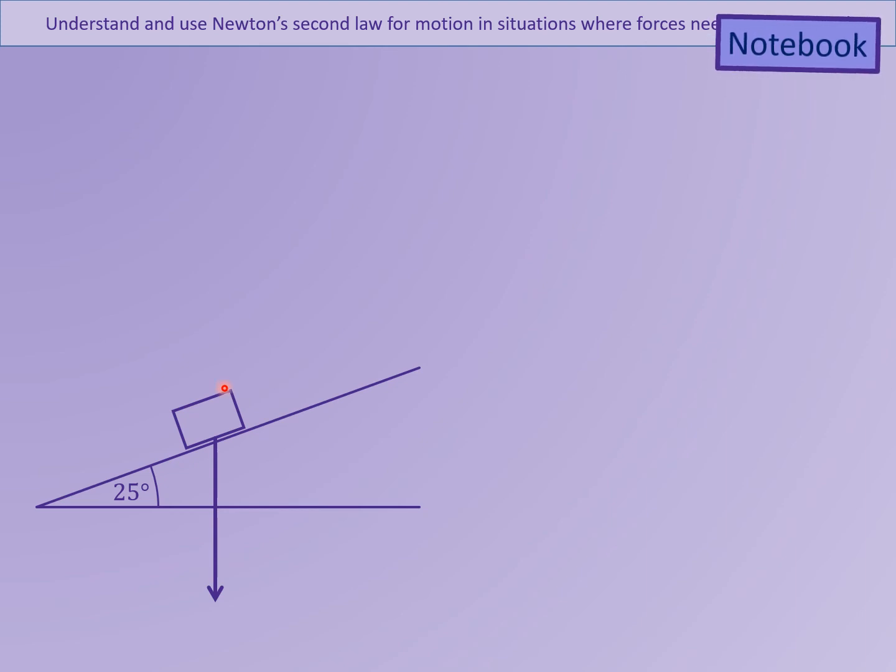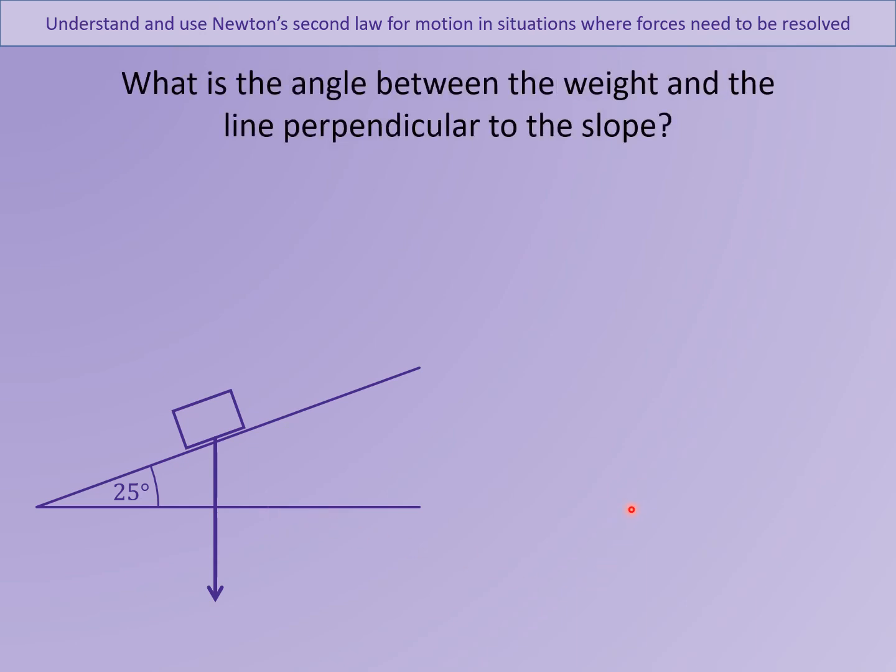Now the problem is, if I resolve up and down the slope, this angle here seems to be missing. This is gravity pulling it down, so this is to do with the weight, but I don't know how much is pulling downwards and how much is pulling down this direction. So I need to figure out how much is pulling perpendicular to the slope, and how much is pulling up and down the slope. So what I'm going to do is a bit of basic trig, a bit of GCSE trig.